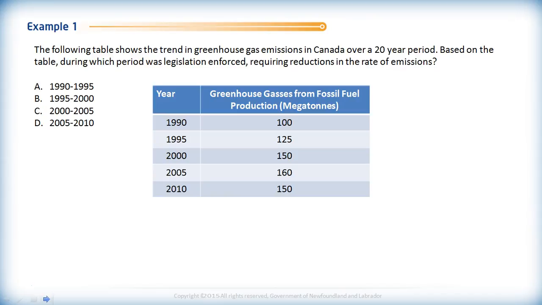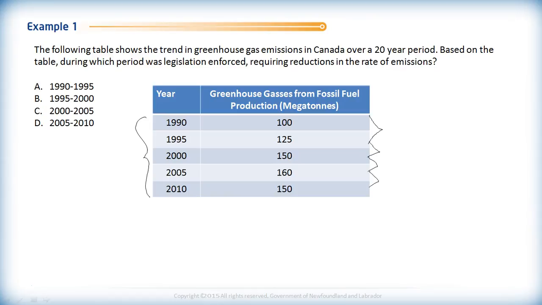The following table shows the trend in greenhouse gas emissions in Canada over a 20-year period. Okay, so from 1990 to the year 2010, 20 years. Based on the table, during which period was legislation enforced requiring reductions in the rate of emissions? Okay, well, what I want to do is for each of these intervals, for each 5-year interval, I want to look at a unit rate to make it easier to compare.